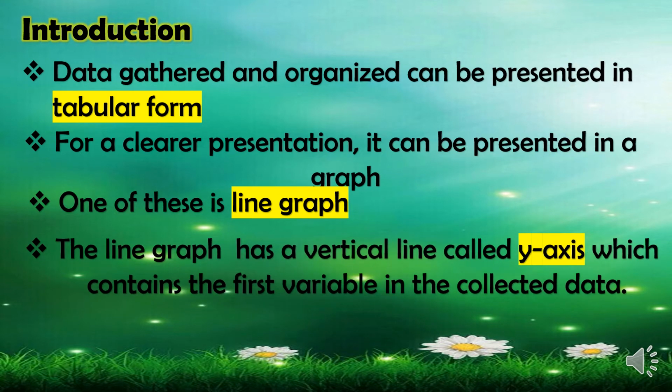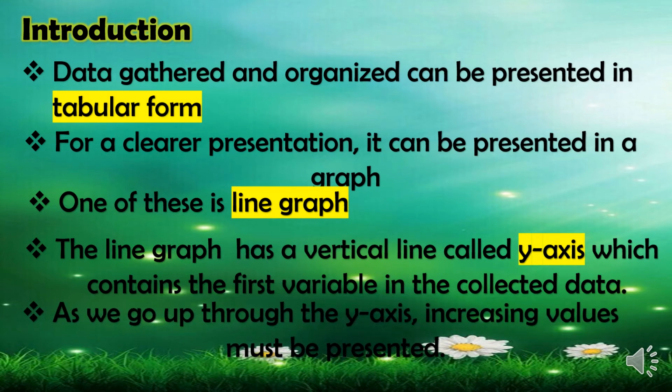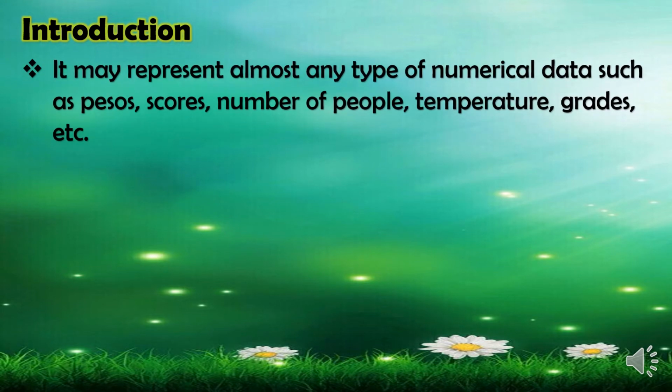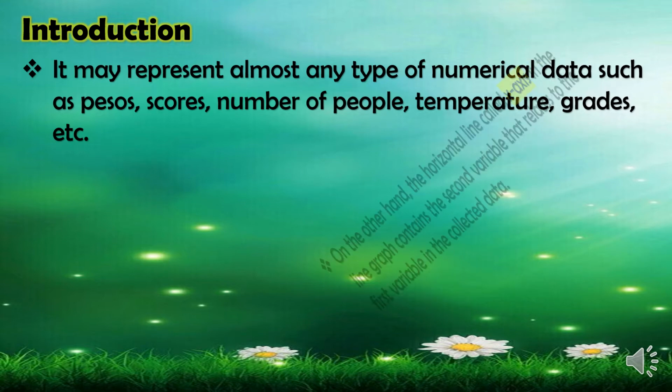The line graph has a vertical line called the y-axis, which contains the first variable in the collected data. As we go up the y-axis, increasing values must be presented. It may represent almost any type of numerical data such as pesos, scores, number of people, temperature, grades, etc.